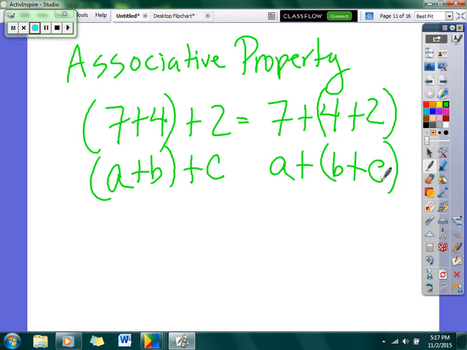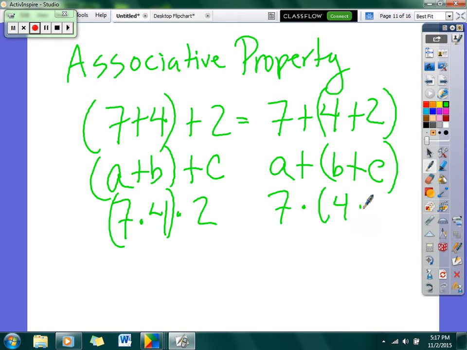The associative property of multiplication is almost identical, but everywhere you see a plus sign, you're going to put a multiplication sign. So let's take a look and see what that looks like. Let's use the same numbers. 7 times 4 multiplied by 2. I'm going to multiply the 7 and the 4 first, and then I'm going to go 7 times 4 times 2. Let's just try this one to see if we get the same answer.